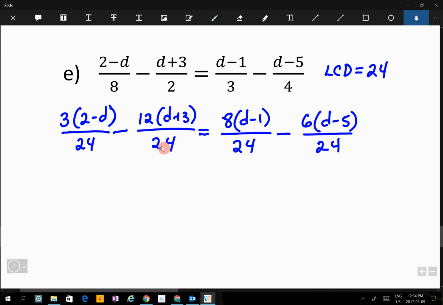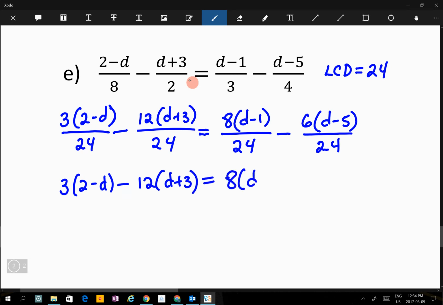And now that all the denominators are the same, I can cancel them out. The reason why is, imagine multiplying the left side by positive 24 and the right side by positive 24, that those will be canceling out the 24s in the bottom. Okay, so I have 3 times 2 minus d minus 12 times d plus 3 equals 8 times d minus 1 minus 6 times d minus 5.